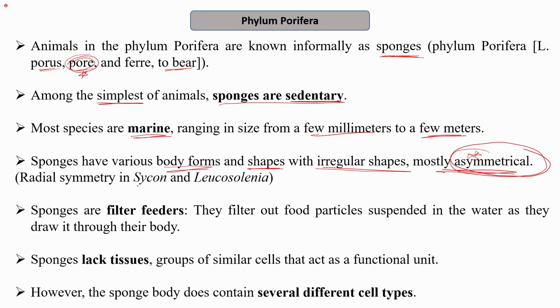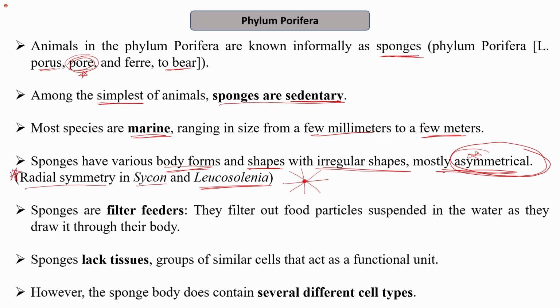For example, Scypha (Sycon) or Leucosolenia are examples of poriferans that have radial symmetry. That is, their body can be divided through any axis that passes through the center of the body into two equal halves. So this radial symmetry is present in Sycon and Leucosolenia, and these are exceptions to the asymmetrical nature of the organisms of phylum Porifera. So you need to remember the exceptions as well in every case.